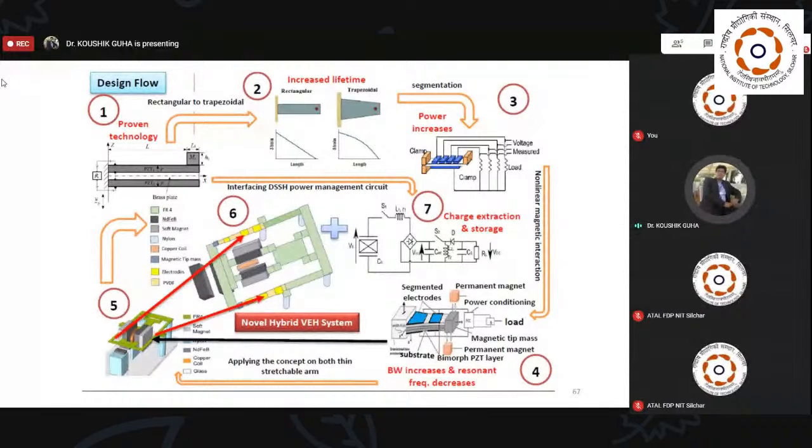Now we are making it a good hybrid system, where we can have more lifetime and more bandwidth. It can also operate at very low acceleration, and it will work for a long time, so the reliability will also be very good. It is not only the energy harvester, but it will also include the power management circuit. So it will be the complete energy harvesting system.